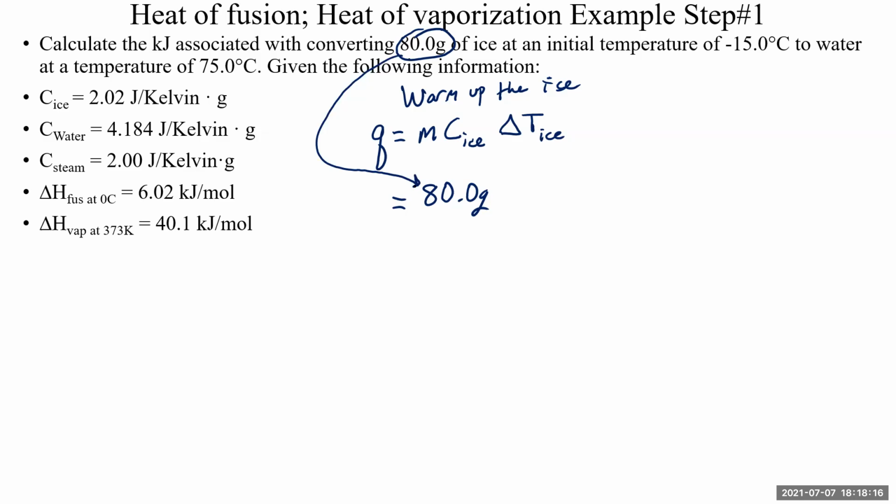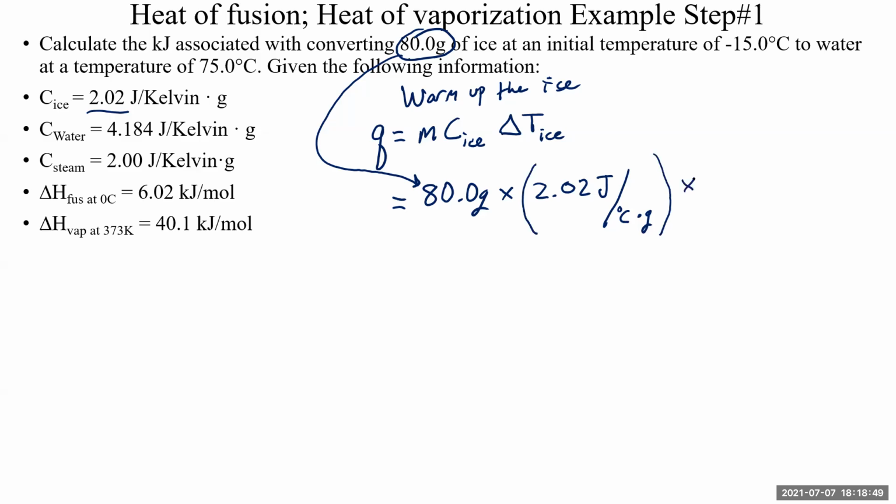80 grams, multiplied by the specific heat of ice. That is not the same as water. It's 2.02 joules per Kelvin gram. And just for the sake of watching these units cancel out, I'm going to change Kelvins to degrees Celsius. It's okay. In this one specific context, it means the same thing. So don't worry about me doing that. It doesn't change the number at all.